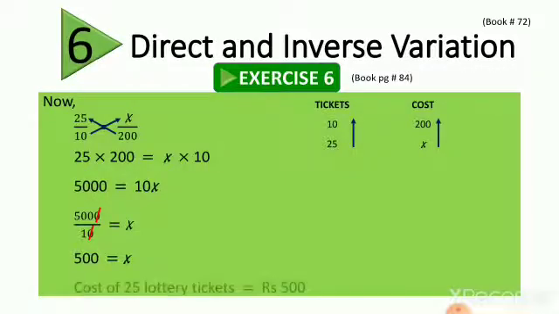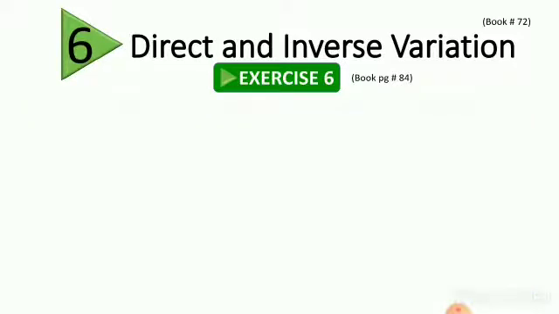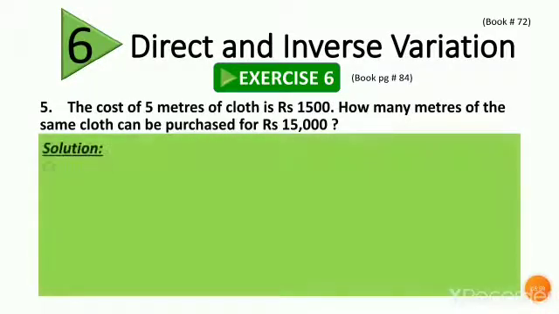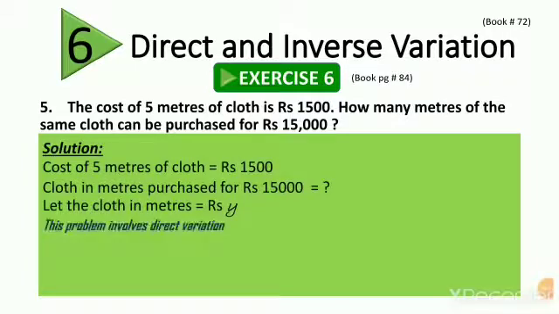Understood? So the cost of 25 lottery tickets is equal to rupees 500. Okay, next is question number 5. So you have to do it by yourself. Okay.